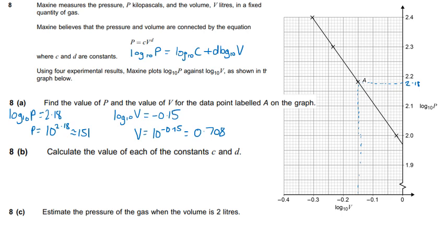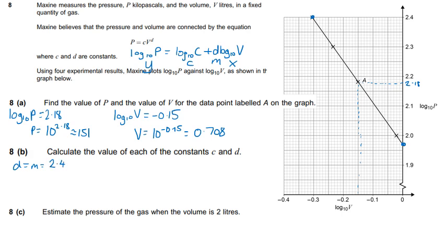So I get this, and recognize that log base 10 of P is our y, our log base 10 of V is our x value, so that means that the gradient is D and the y-intercept is log base 10 of C. So we'll use that now. So first of all, D from the gradient. So D is equal to the gradient, which I'll call m, in the usual way. So just pick 2 points on the graph, and the best way is just to pick the furthest points apart on the graph, so you're most accurate.